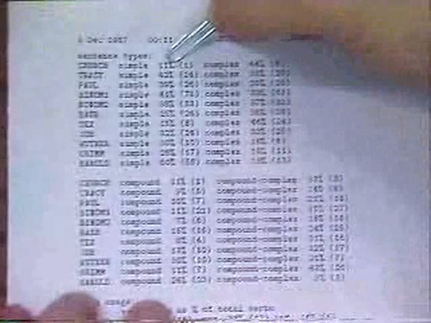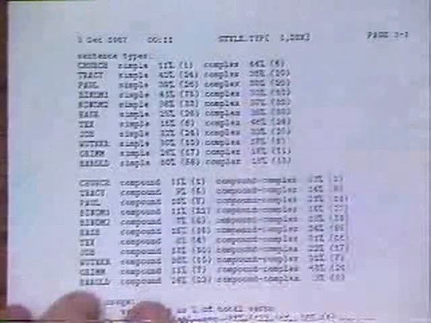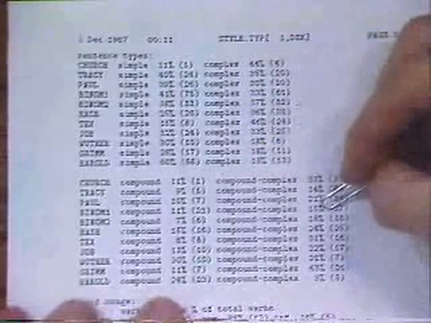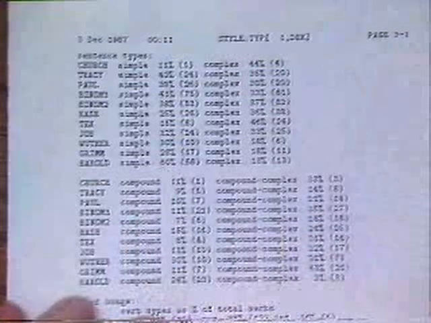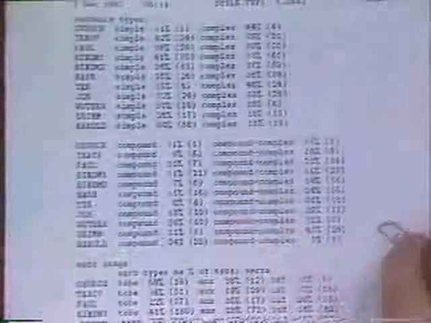Now, sentence types. We have four kinds of sentences in this classification: simple, complex, and so on. And the church finally got one in the simple category when I added a few more lines in there. But he tended to go into the complex more, 44%. The other ones, you show a distribution, and you should have a variety, I think, in these. Notice Harold and Maude was the most off scale, with 60% simple sentences. That was, of course, appropriate to the style of this opening part of his book, short story.